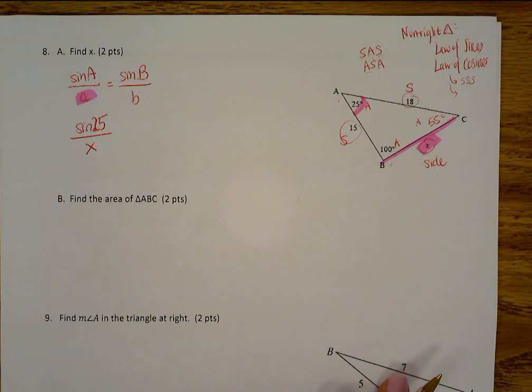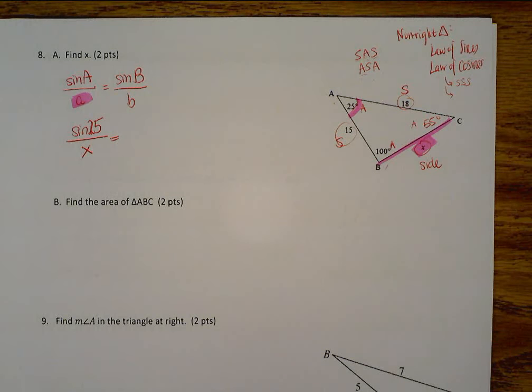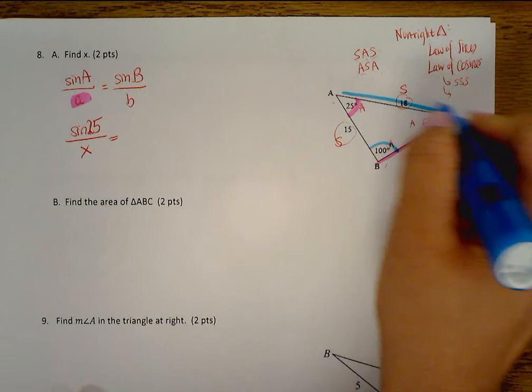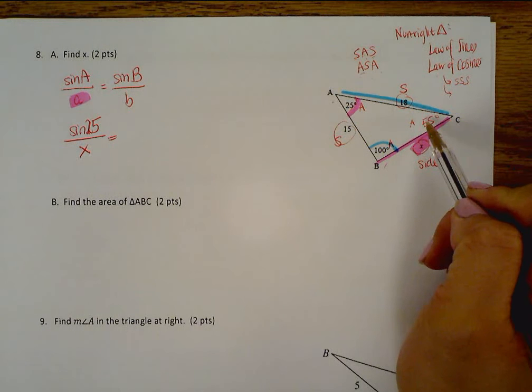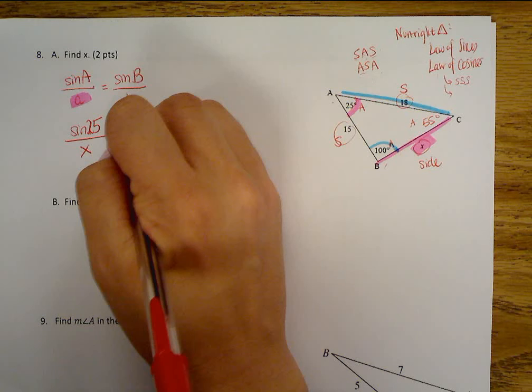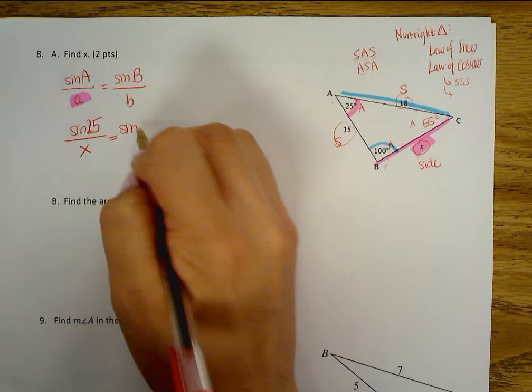Okay, equals, now I have 2 options really. I could use sine of 100 over which side? 18. Or I could technically use sine of 55 over 15, but it doesn't matter. So sine of, wait, what goes in here, 100 or 18? 100. The angle, 100 over 18.